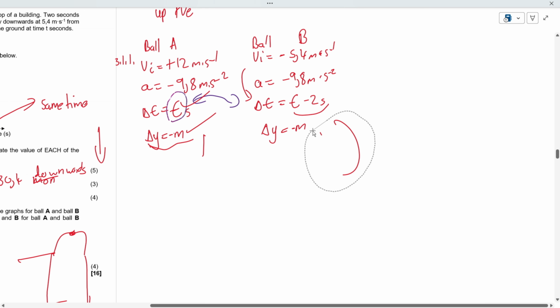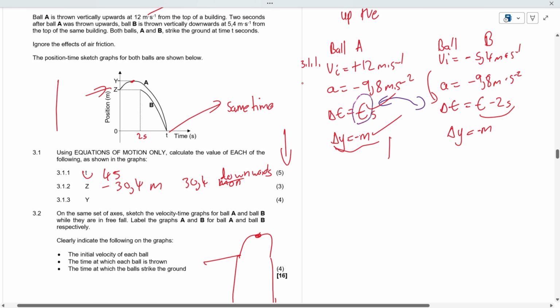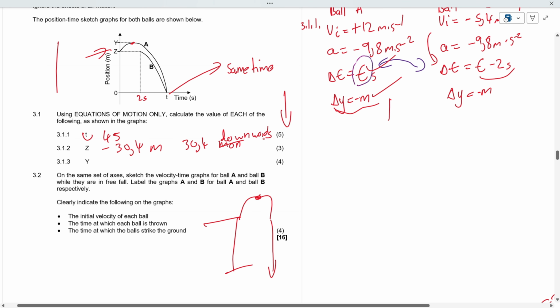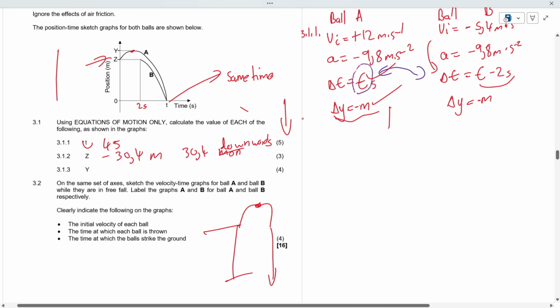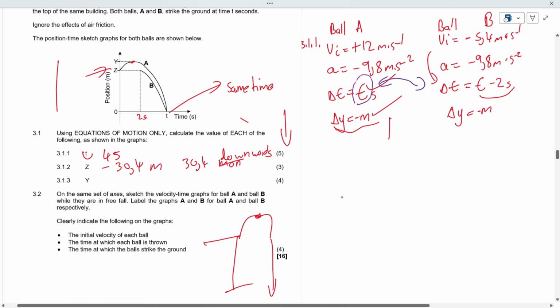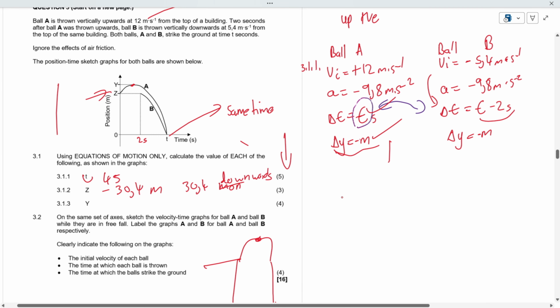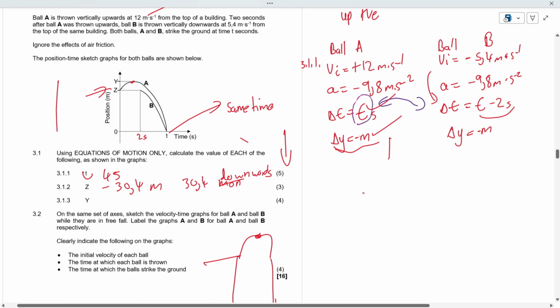Okay, so I wrapped there. So now we just have to calculate our y, which is the maximum height there. So what can we use to find our maximum height? It is the distance above the ground. So obviously we're going to use ball A's motion to get our maximum height, and then we just come and list what we know on ball A.